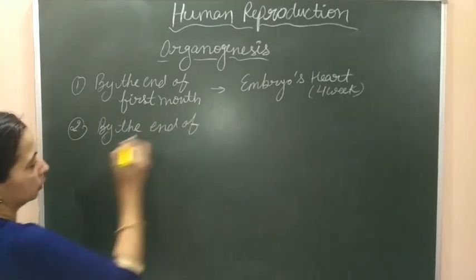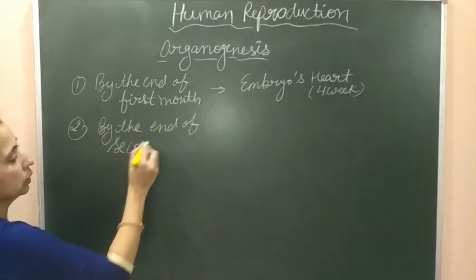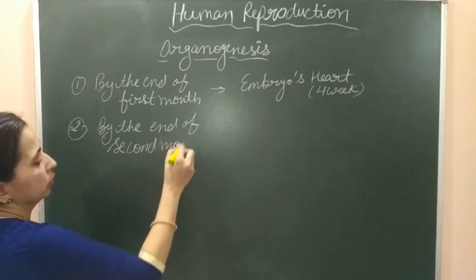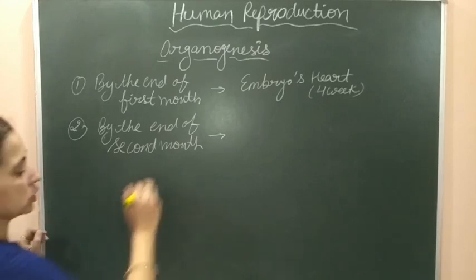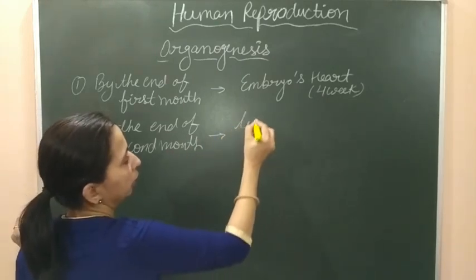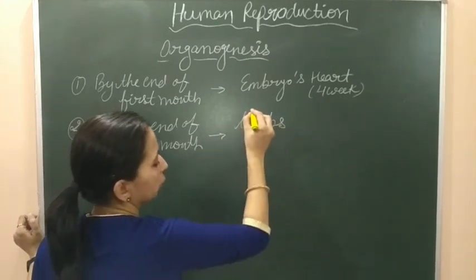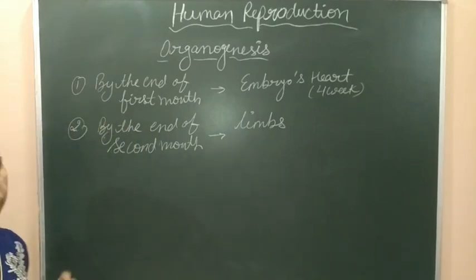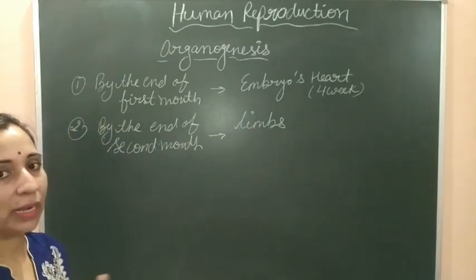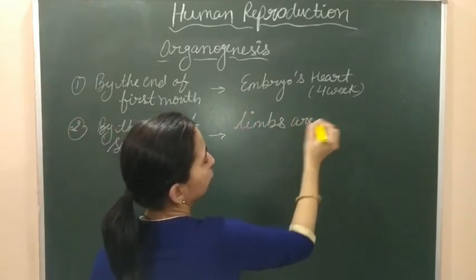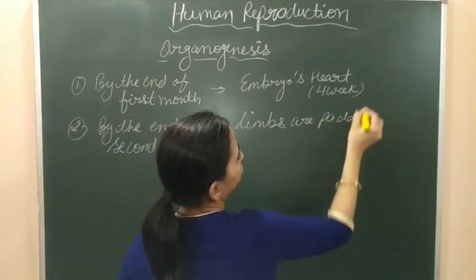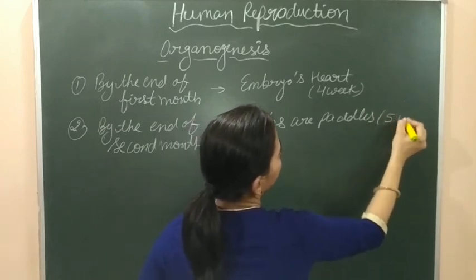After that, by the end of the second month. Now let's see what happens in the second month of the pregnancy. In the second month of the pregnancy, the limbs will start forming. They are paddle like. So we can say that the paddle like limbs will form, and it happens at the 5th week of the pregnancy.